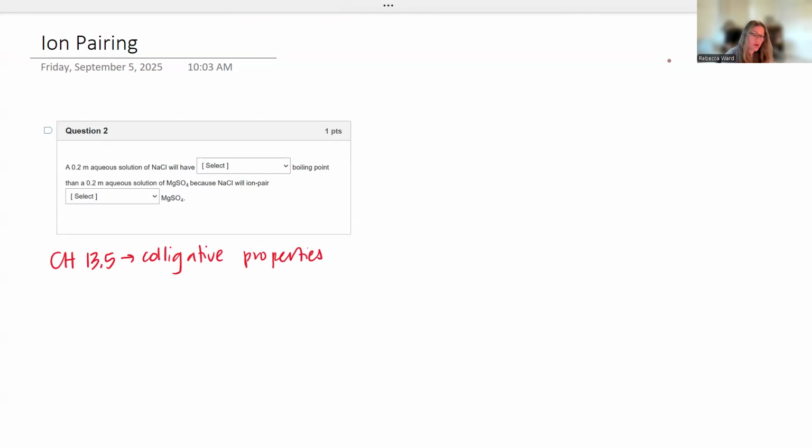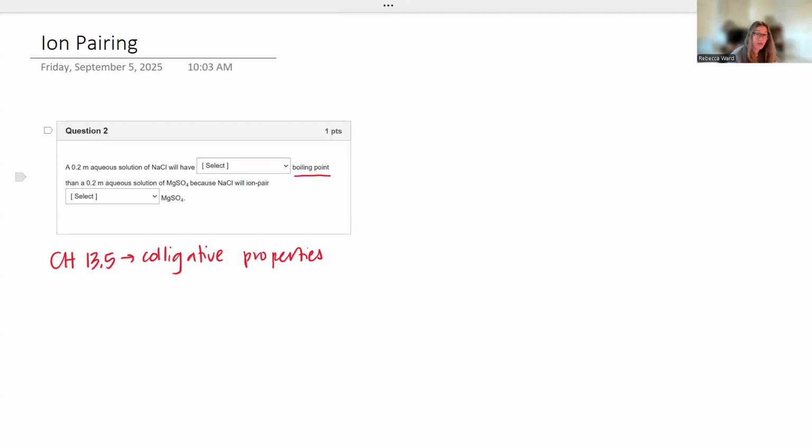And remember, these are the properties where we say, hey, we don't have to consider how the solute and solvent actually interact. We just need to know how many particles of solute have been added to our solvent, and that's going to dictate the change. And in this case, this is a boiling point question.